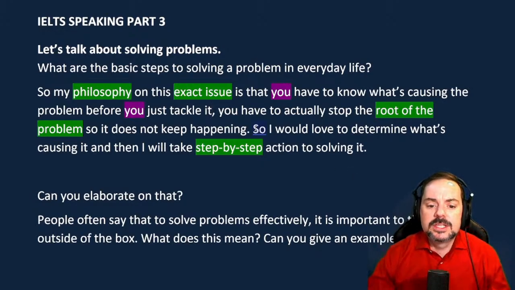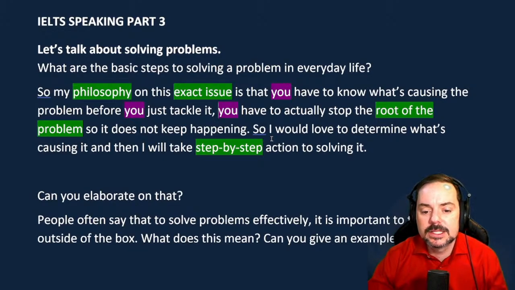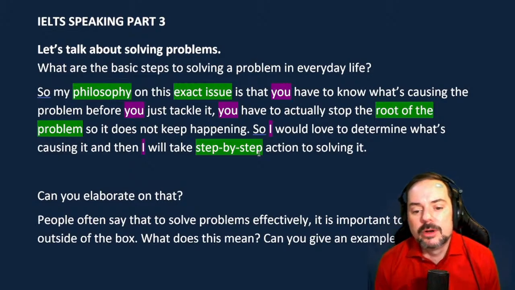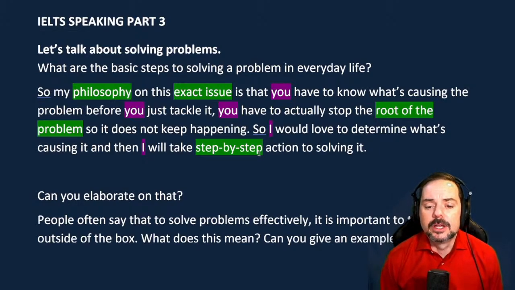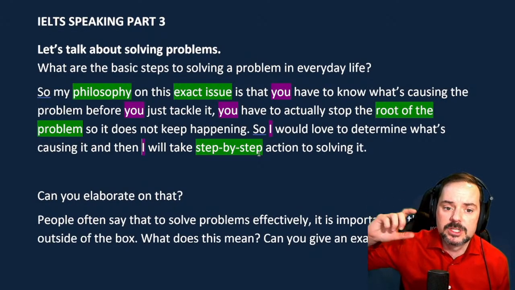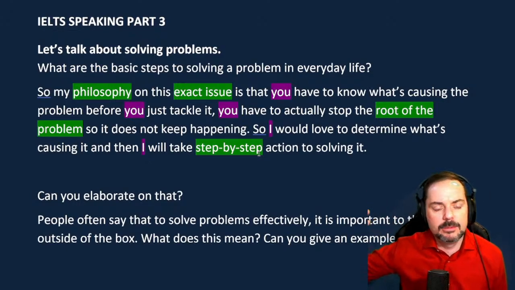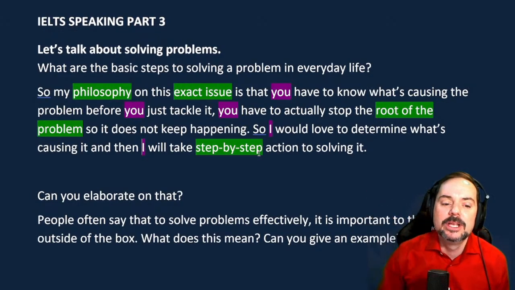And then you said "you have to." So you're going with the "you" again here. And then what happens is you repeat the same idea, but then you switch to first person voice. And you said, "So I would love to determine what's causing it when I will take a step-by-step action to solving it." Okay, so if I want to backtrack here, I would say your grammar here would be more of a 7. You don't want to switch between "you" and "I" in your response. It becomes very confusing. So who's solving the problem? Me or you or people, right?